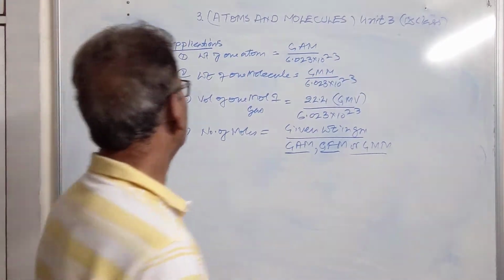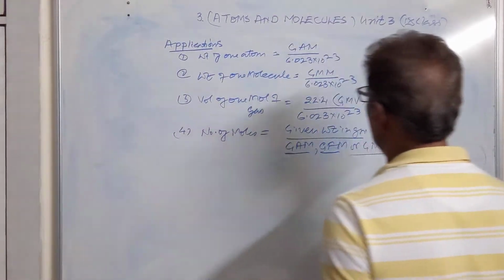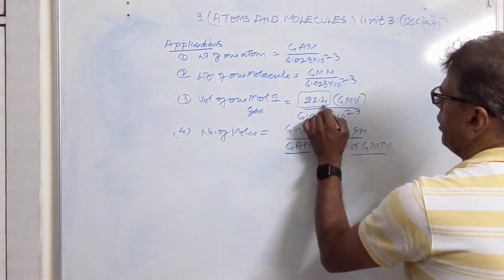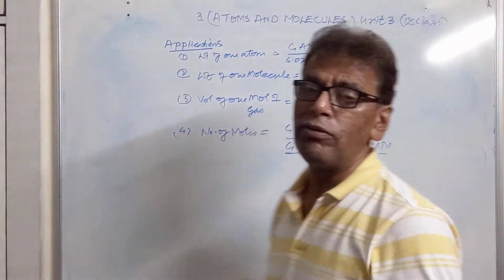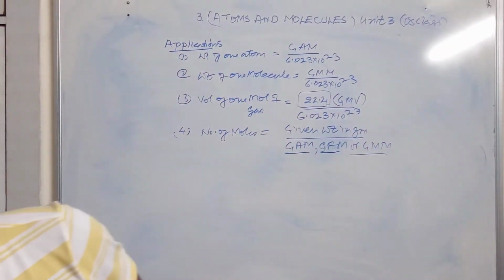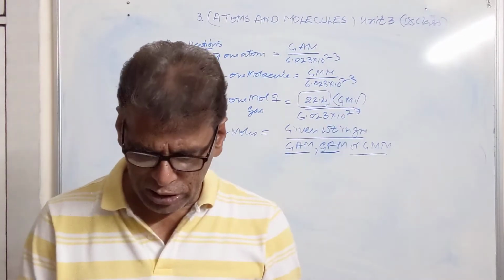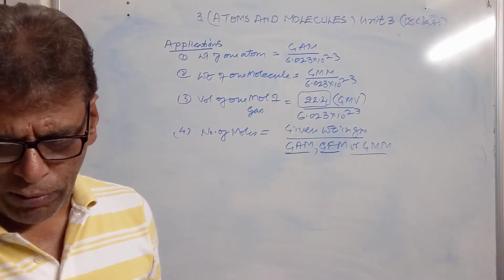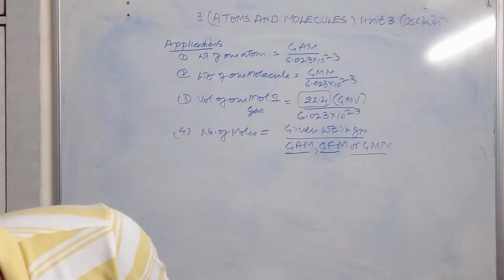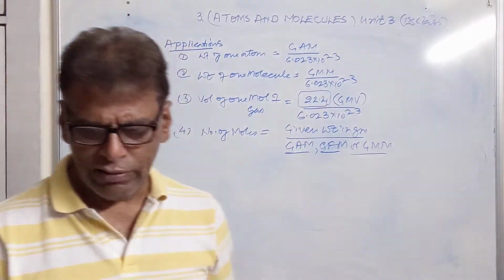Now we define what molar volume is. Molar volume is 22.4 liter. The volume occupied by 1 mole of a gas at NTP is called gram molar volume, or molar volume.